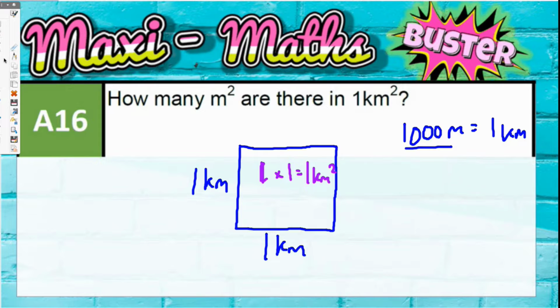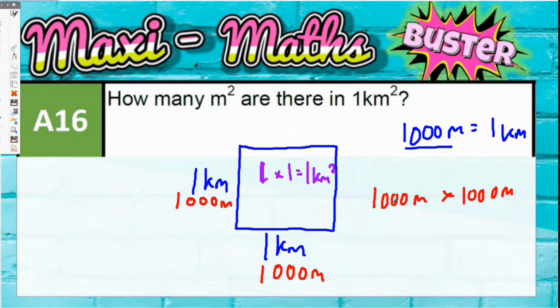If you are doing it in meters squared, then you've got to remember that there's 1,000 meters in the kilometer across the bottom, and there's 1,000 meters in the kilometer up the side. So in meters squared, that is going to be 1,000 meters, length times width, don't forget, times 1,000 meters again. And 1,000 times 1,000 is 1 with 1, 2, 3, 4, 5, 6 zeros. So that's actually going to be 1,000,000 meters squared. And that is your final answer.